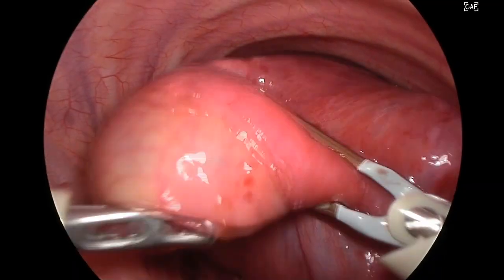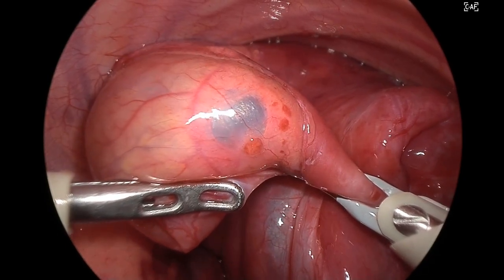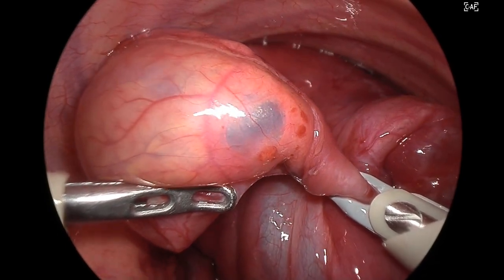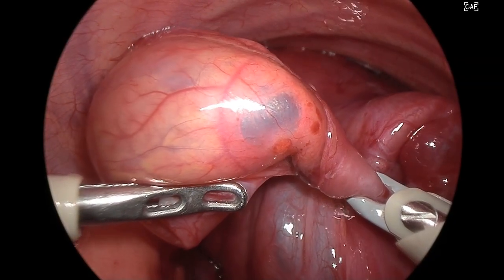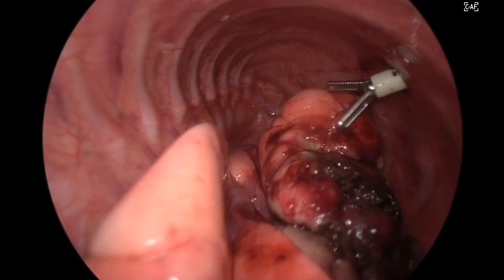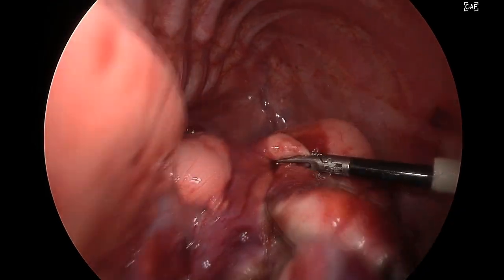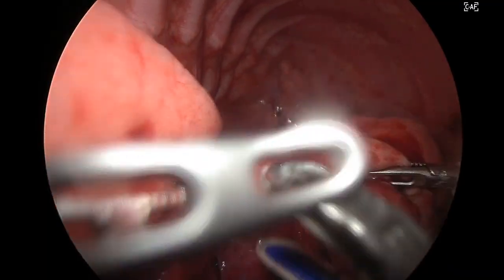And here is the cyst which is now partially compressed, and the first thing we do is to compress and deflate this cyst by using a sealer. So we are using a vessel sealer to compress this cyst. After a couple of minutes the cyst has been totally compressed, and we can make out that it's arising from the lower surface of the right upper lobe. So we need to do a right upper lobectomy.